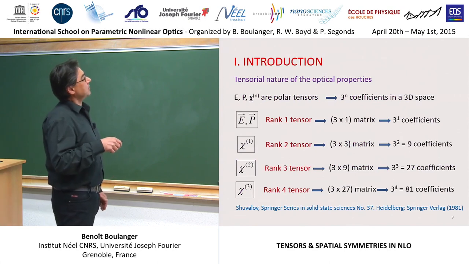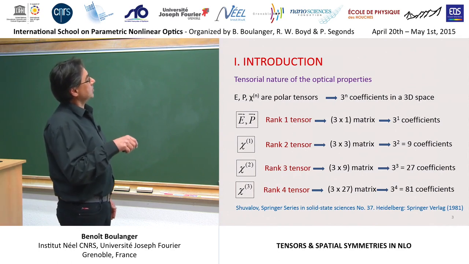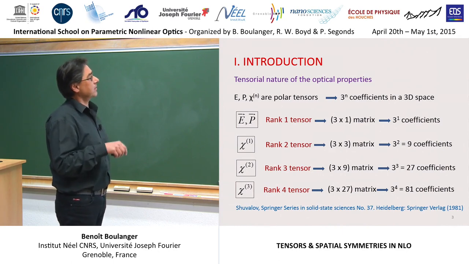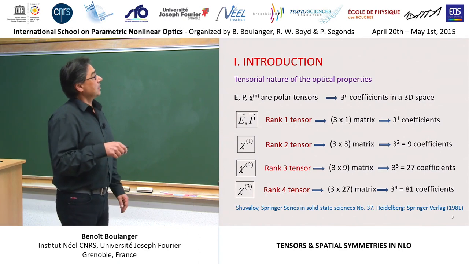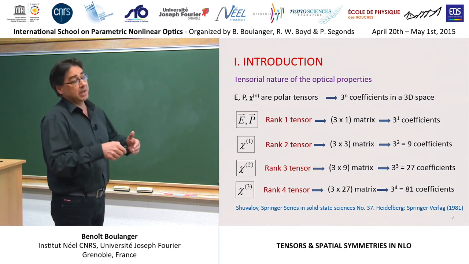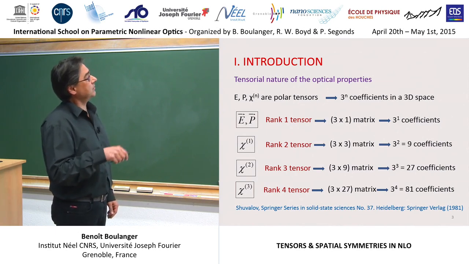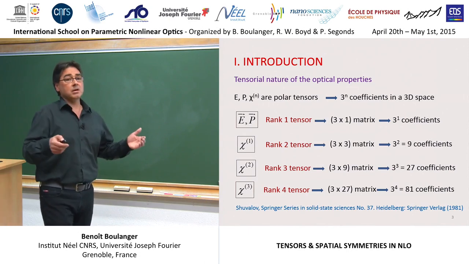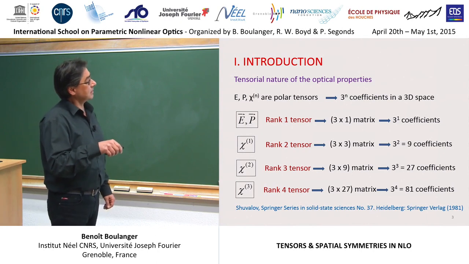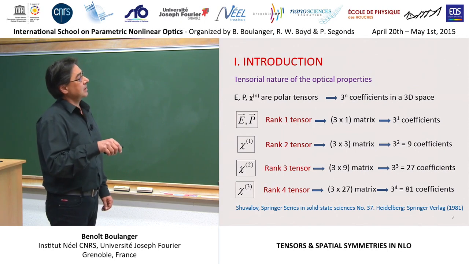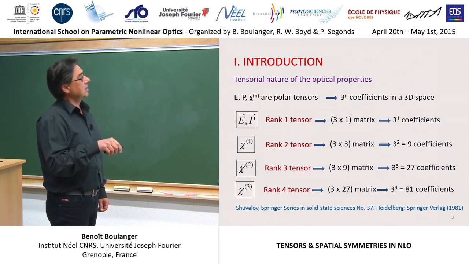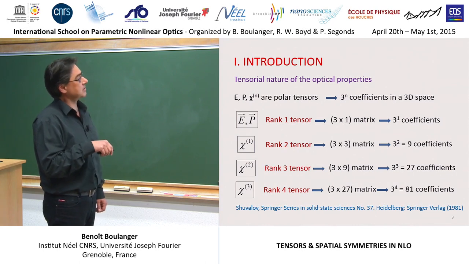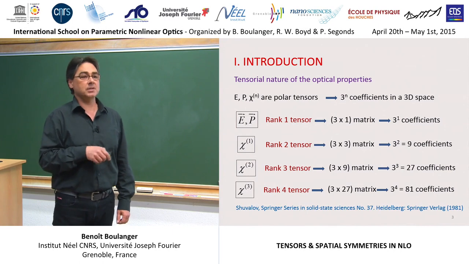Okay, so the introduction. You know that the electric field, the electronic polarization, the different orders of the electric susceptibility are polar tensors. I will define the word polar on the slide after. In a 3D space, these tensors are described by matrices having 3 to the n coefficients. So E and P are real vectors, so they are rank 1 tensors, that is to say, 3 per 1 matrix, and so 3 independent coefficients in the general case. The first order electric susceptibility is a rank 2 tensor, so 9 coefficients. Chi2 is a rank 3 tensor, 27 coefficients, and Chi3 a rank 4 tensor. It means that we will have 81 independent coefficients.